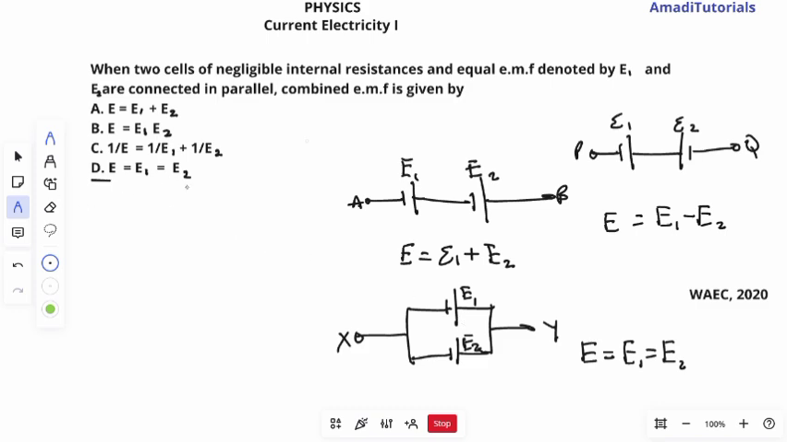Each of the cells will read the same EMF, and the equivalent EMF will also be the same as any of the cells. So that's all you need to do. It's not something I make up. It's something that has been tested, and if you do a practical on it, you still get the same results. So it's a theory that has been tested and proven.